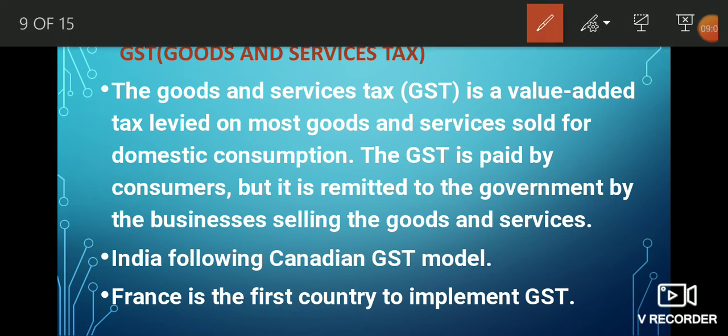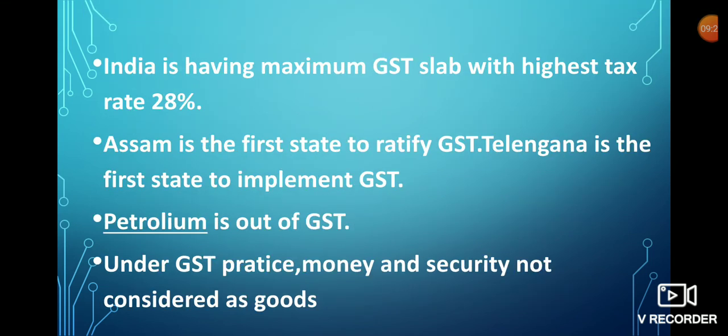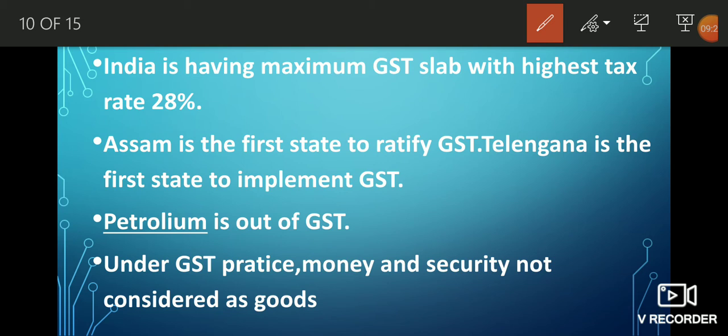Goods and Services Tax: GST is an indirect tax applicable throughout India, which replaced multiple taxes with cascading effect, and is collected by the central and state governments. It was introduced through the 101st Amendment Act, on July 1st, 2017, and is known as GST. 28% is the highest GST slab in India. Telangana is the first state to implement GST. It is important to note here that petroleum is not included in GST.